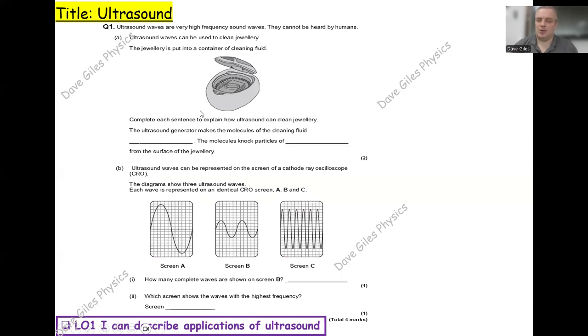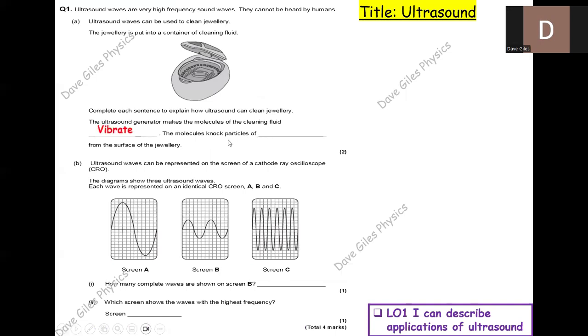So very quick, this is a GCSE paper question from the UK. So the ultrasound generator makes molecules of the cleaning fluid vibrate. The molecules knock particles of dirt, muck, grease, rust, etc. from the surface of the jewellery.